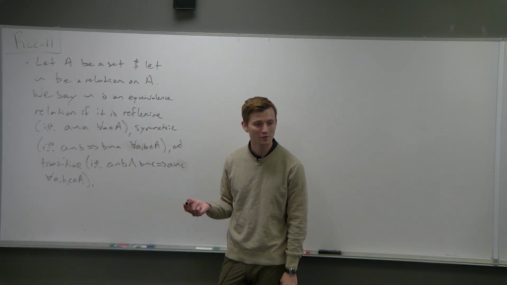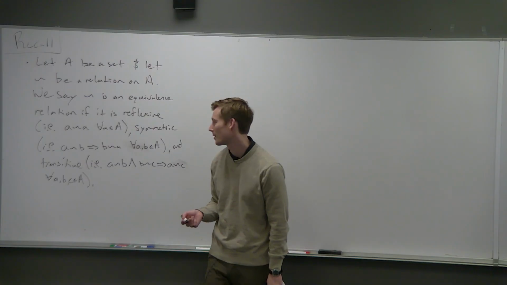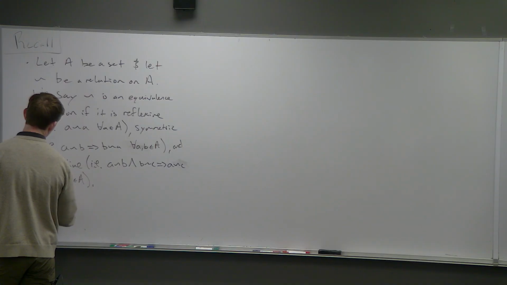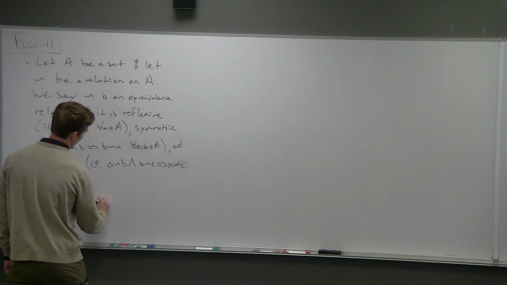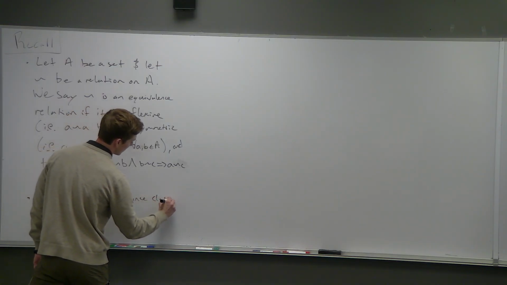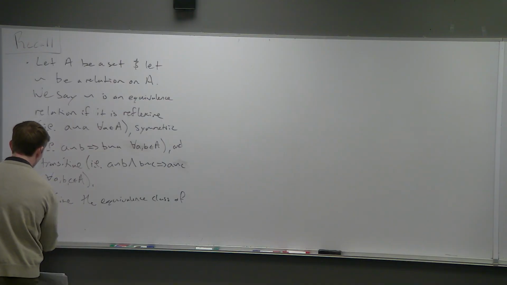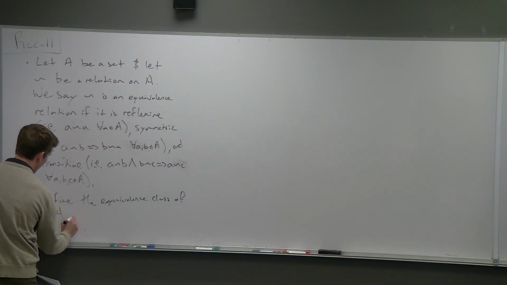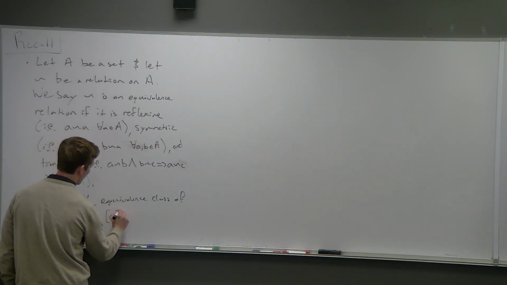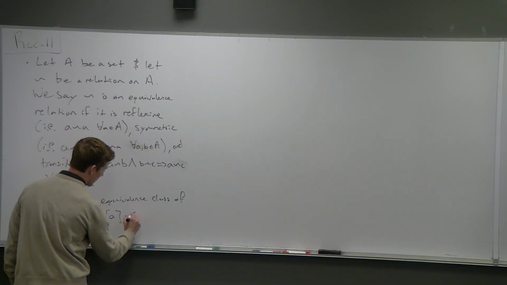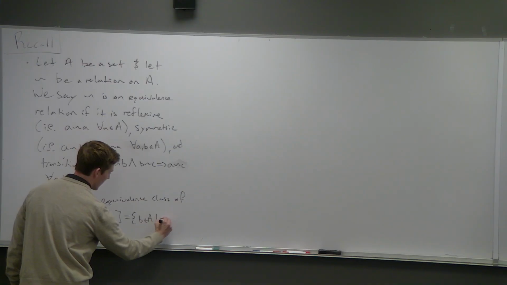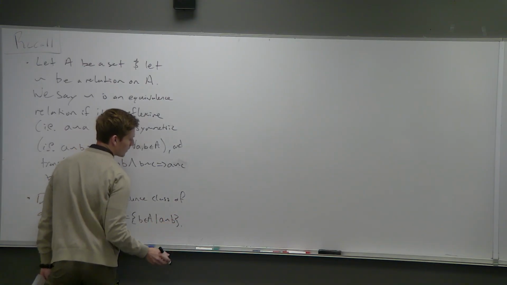And equivalence relations are cool because we can do some nice stuff with them. So define the equivalence class of an element little a in big A to be the set, we'll write bracket A, consisting of all B in big A such that A is similar to B.